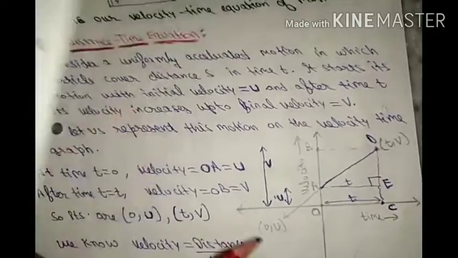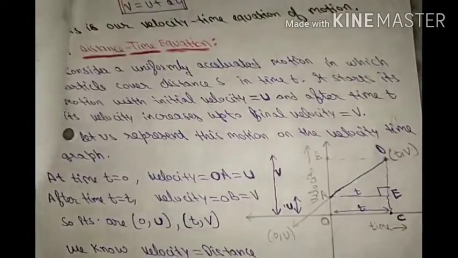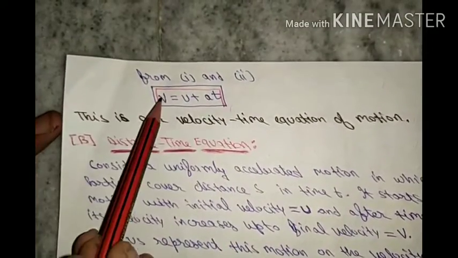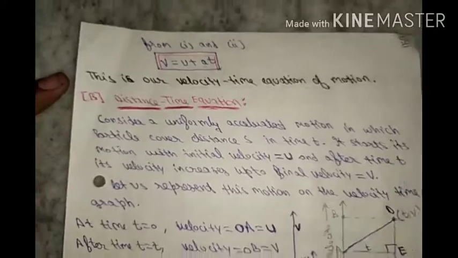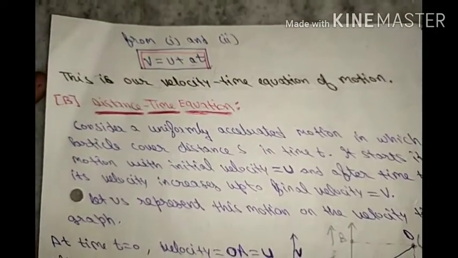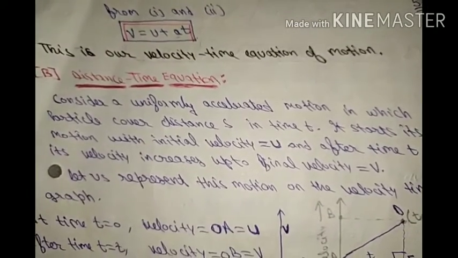v is equal to u plus at, and this is our velocity-time equation of motion. So by this simple graphical method we can find the first equation of motion.